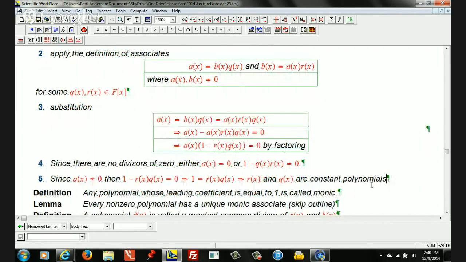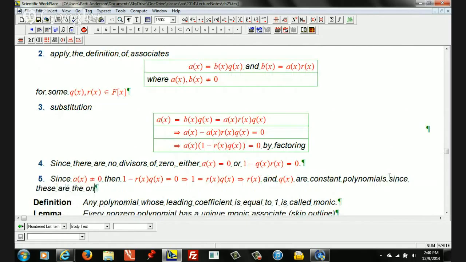Okay, so they have to be constant polynomials since these are the only invertible polynomials that we know of in F of X. Except, I mean, there could be others, but these are the only known invertible polynomials. They're always in pairs, so there could be an infinite number of them, assuming that F is infinite and not finite.